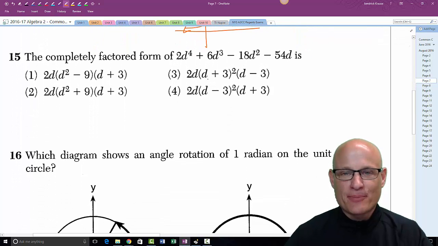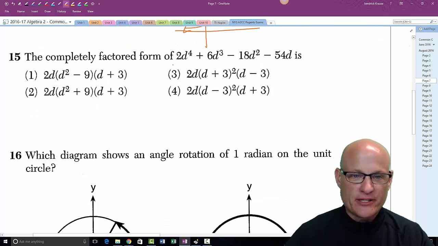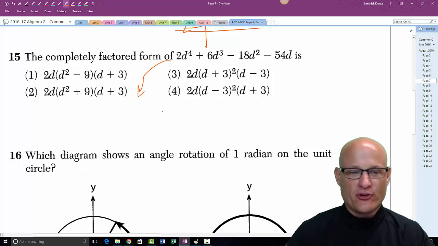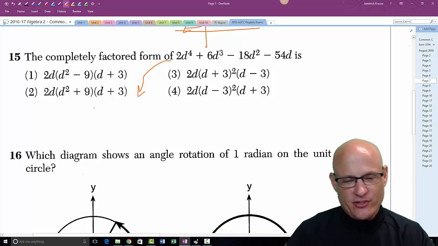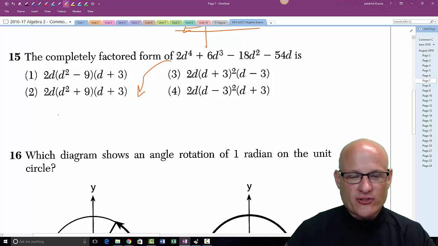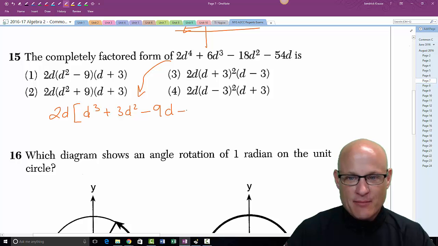When factored completely. Okay, the word completely kind of helps out a little bit. By the way, I'm going to show you 2 different ways to do this problem. I'm going to show you the hard way and then the easy way. Well, this is actually the easy way. The hard way is the easy way. Whatever. So, first things first, I'm going to take out my GCF, which is 2d. And when I take that out, I got d cubed plus 3d squared minus 9d minus 27.